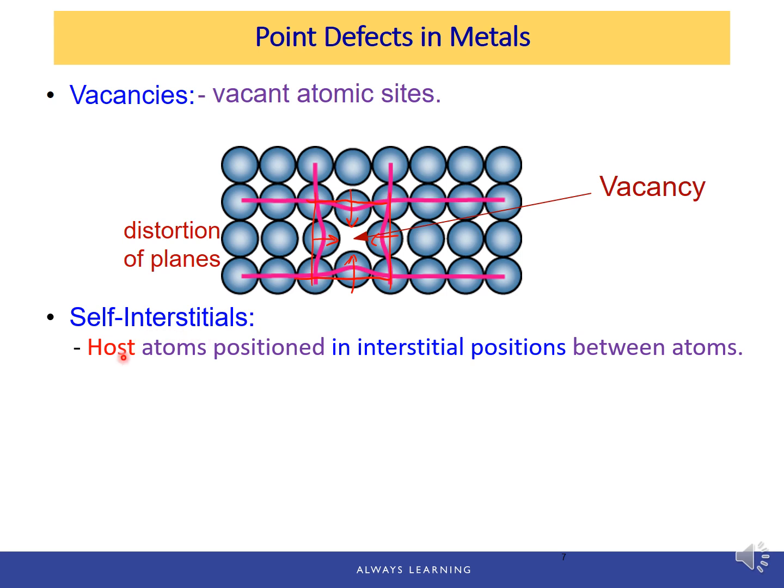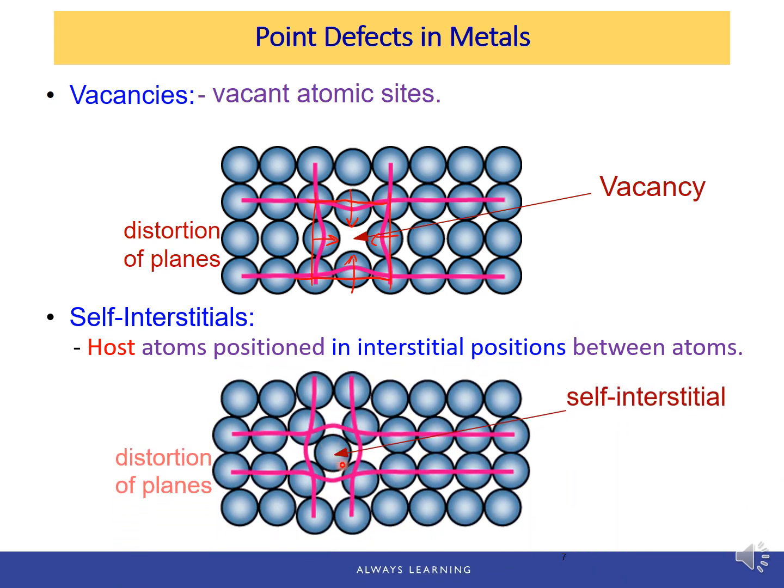Self-interstitials means host atoms positioned in interstitial positions between atoms. So one extra atom goes into an interstitial site, but again, all the atoms are the same type of atoms, so it's called self-interstitial. There are no impurity atoms going into the lattice spaces. It will also cause a distortion of the planes.